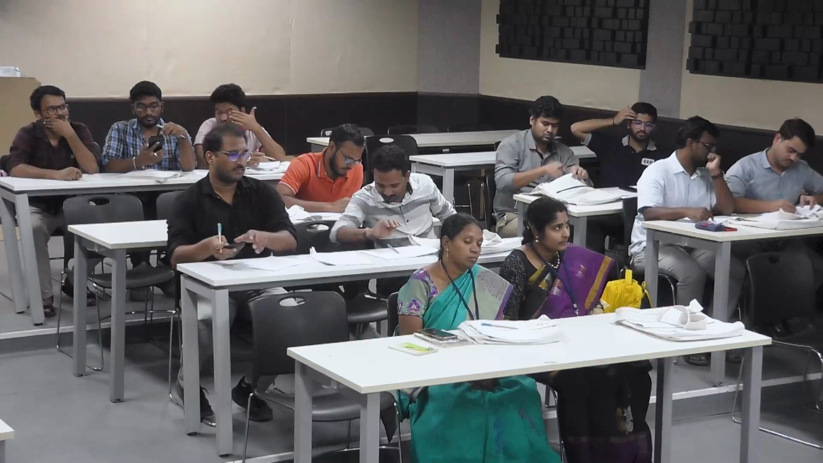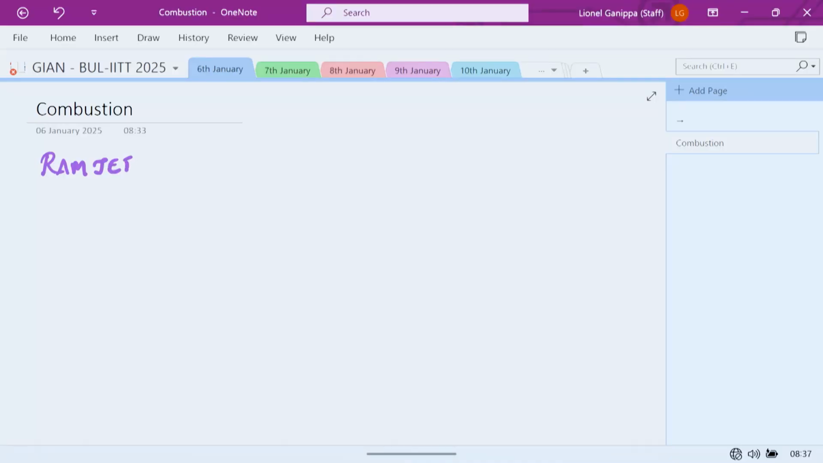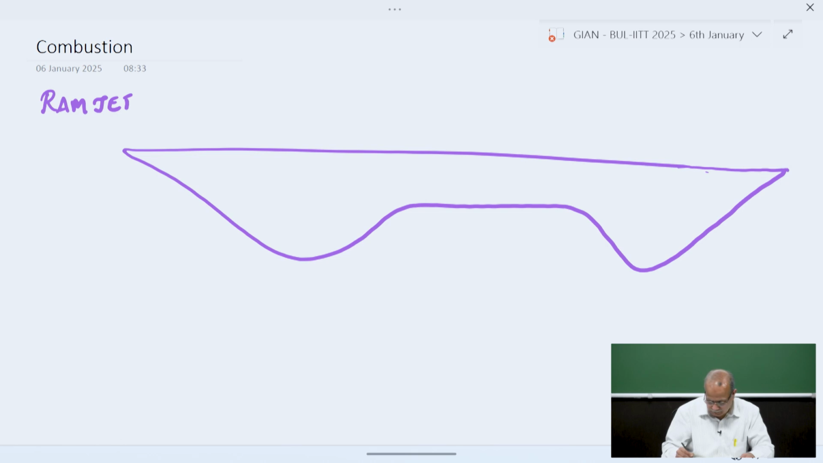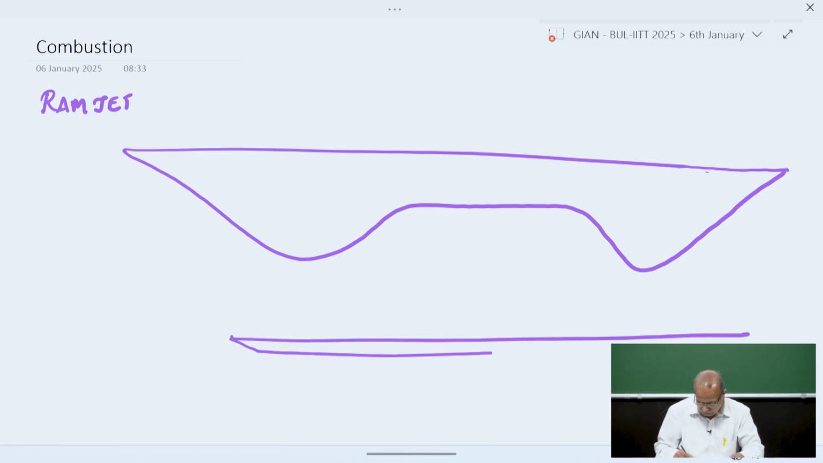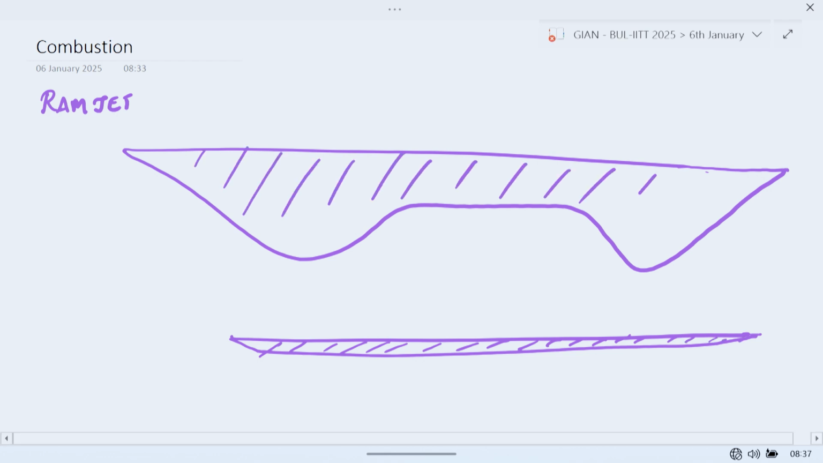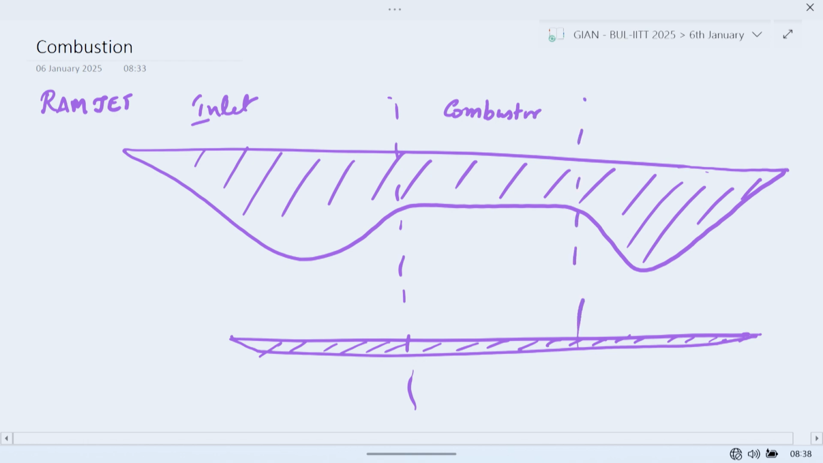We just touched upon the ramjet engine. So if you look at the configuration of the ramjet engine, this is the inlet part, this is the combustor part, and this is the nozzle part.